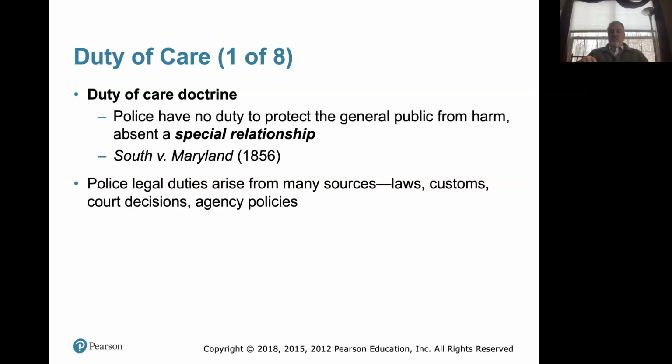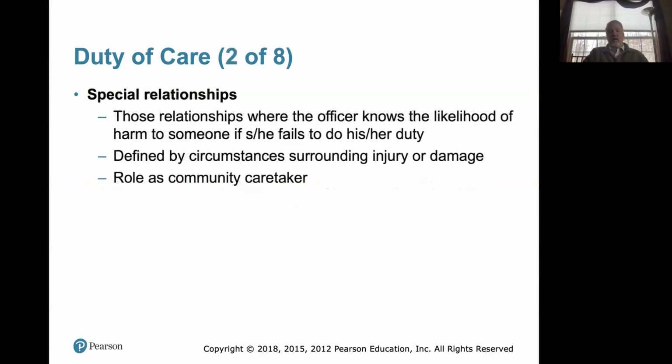Police legal duties arise from a number of sources. Sometimes the law, just the statutes, impose upon the police a duty, and then if they breach that duty, that could create liability. There are customs, court decisions, and then agency policies. Special relationships. Those are special relationships where the police officer knows the likelihood of harm to someone if they fail to do their duty. In other words, if a police officer takes someone into custody, they now have a duty to make sure that they don't harm the person while they're being processed in after being charged, right?